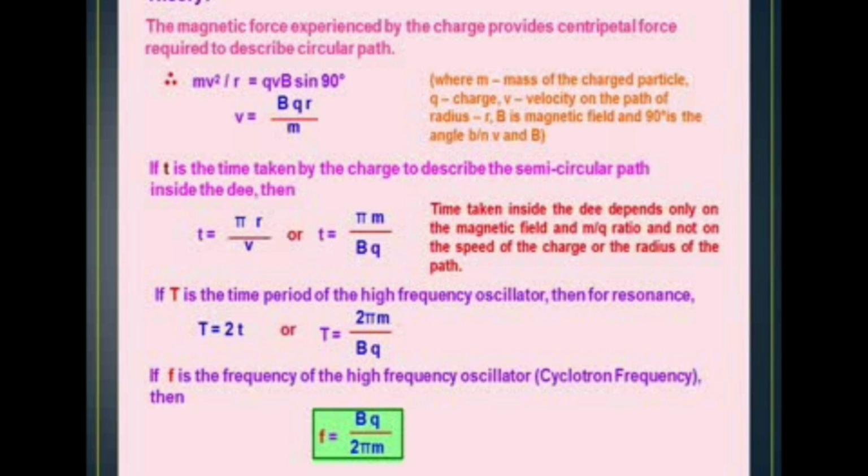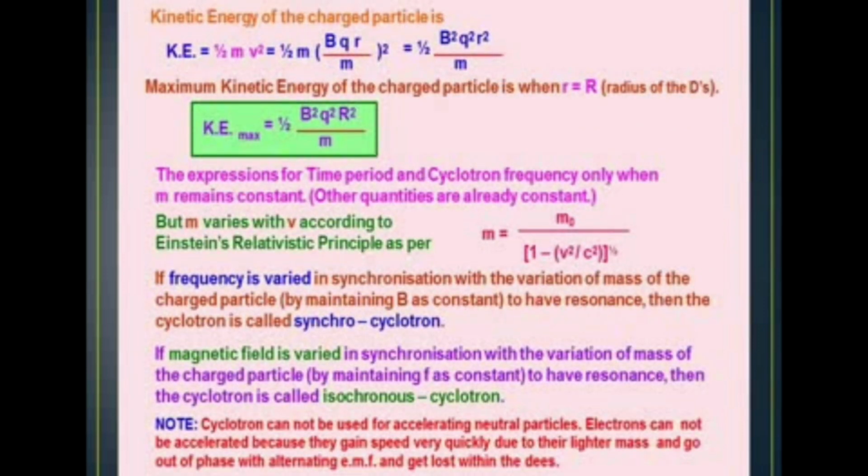So when we take the reciprocal, we get f equal to bq by 2 pi m. Now, our kinetic energy: kinetic energy equal to the formula half mv square. We know the value v equals bqr by m, so instead of v square, we are substituting the value of bqr by m. Squaring all the terms, we get b square, q square, r square, and m square. Since m is on top as well, one m cancels, so below, instead of m square, only m remains.